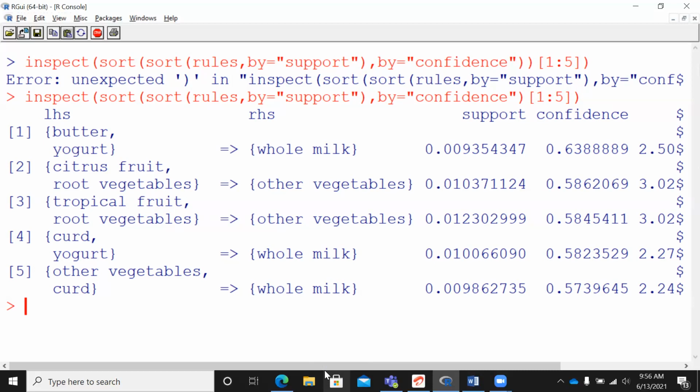So this is how we can run an apriori algorithm. We can dump the results of the apriori algorithm in an object, and you can choose to sort it based on lift or confidence or support. I have come to the end of today's presentation.